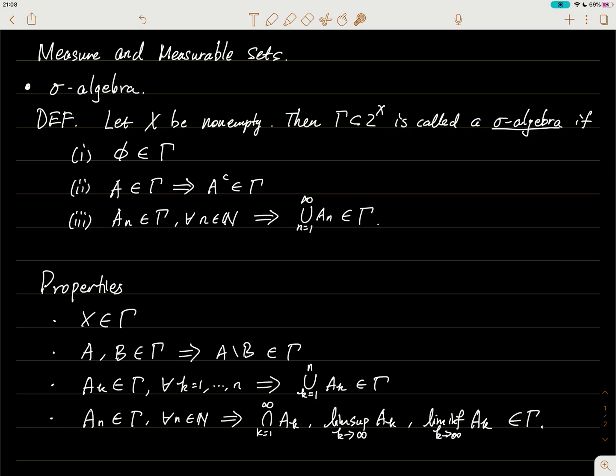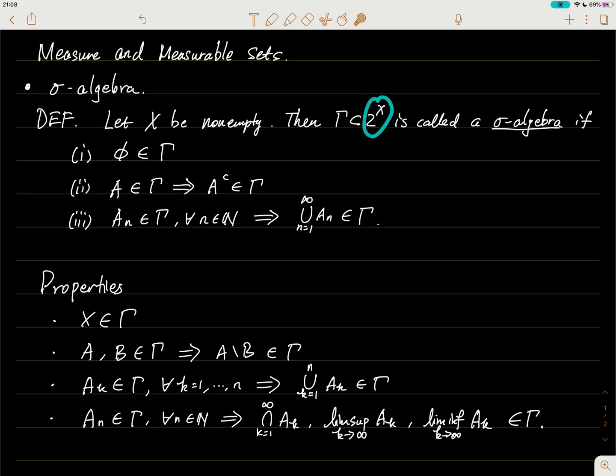Okay, we start a new chapter about the measure and the measurable sets. So this is the foundation of Lebesgue's theory. We first give the definition for sigma-algebra. Suppose that X is a non-empty set, a set of points, and gamma is a subset of the power set of X.